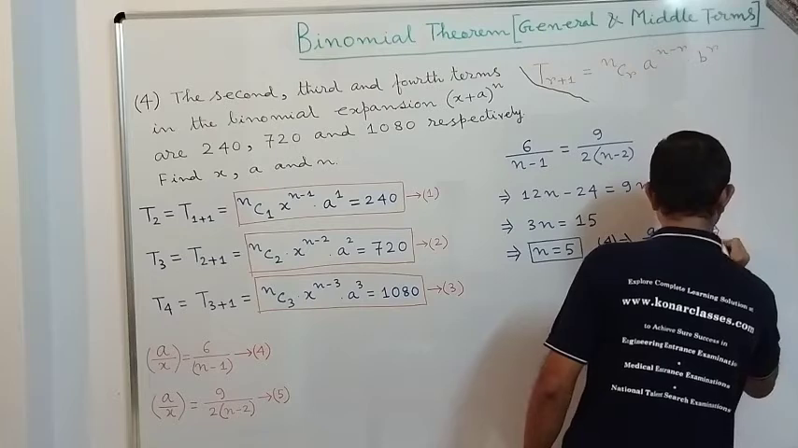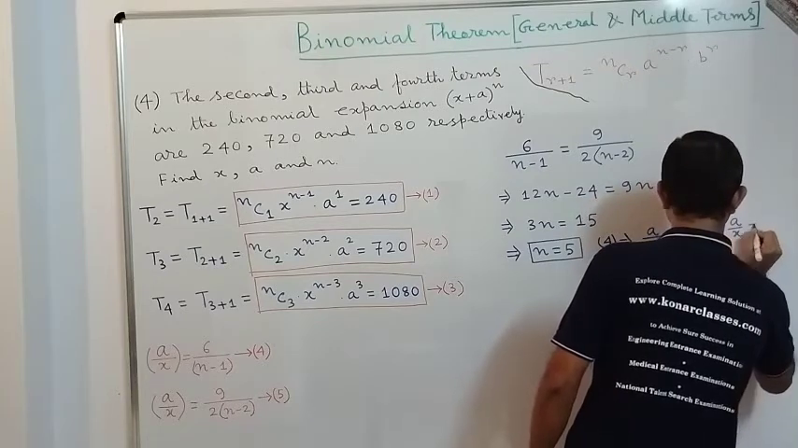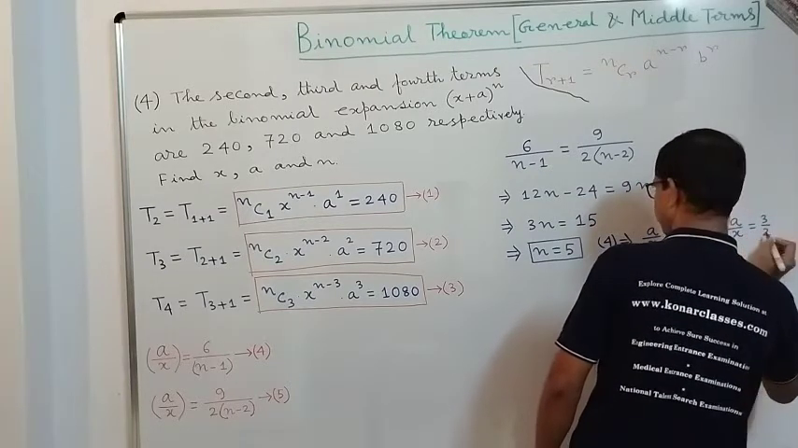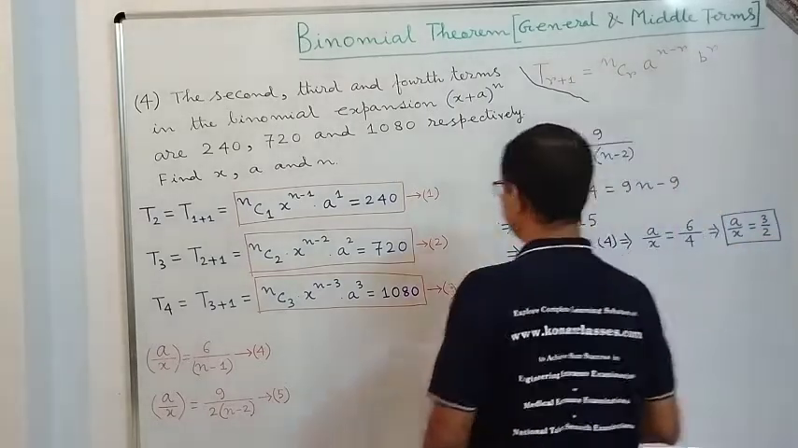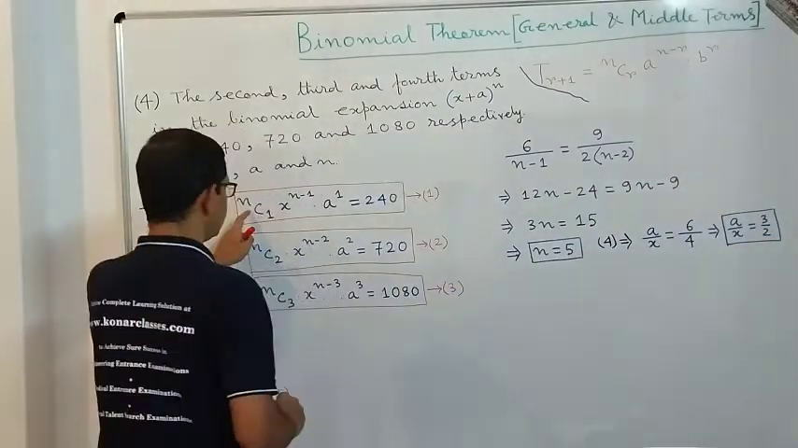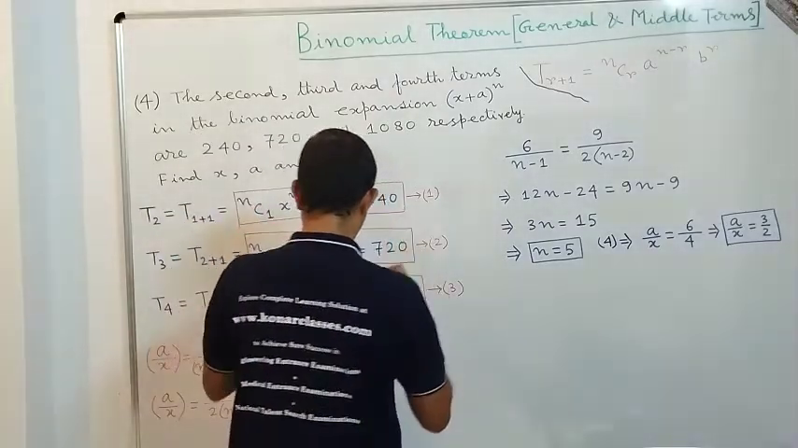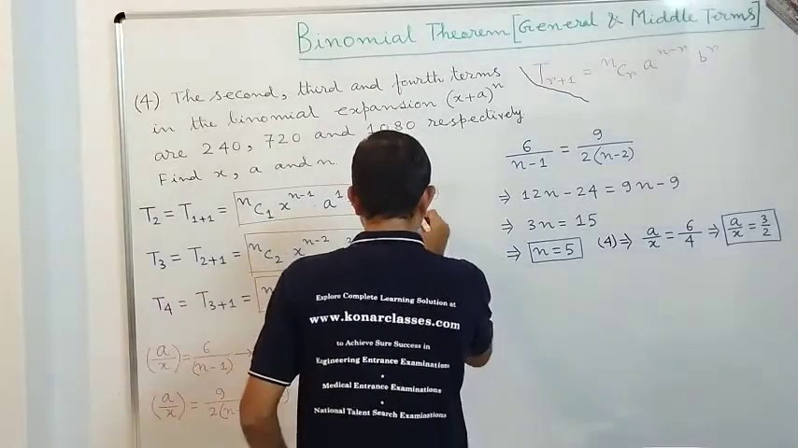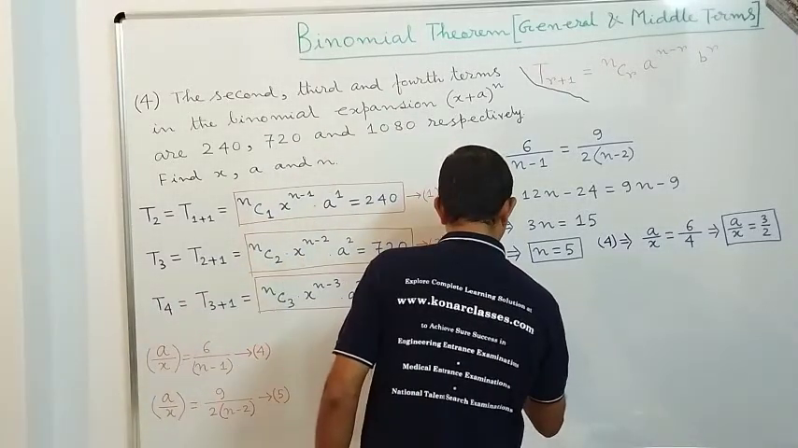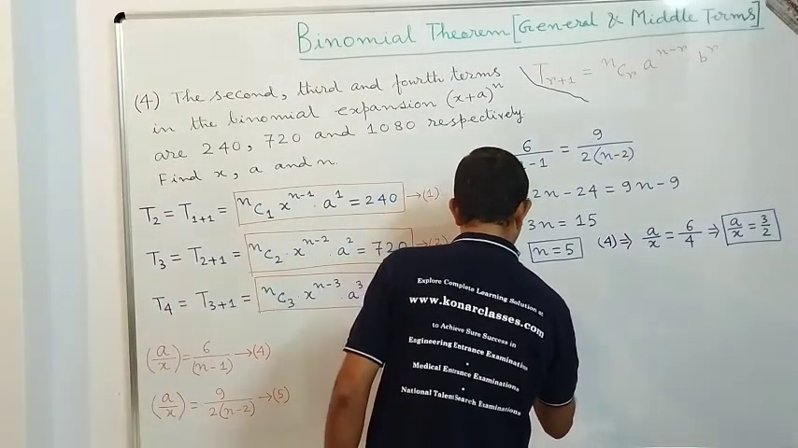That implies the value of a by x we are getting is 3 by 2. Now from here we need to find the value of a and x. Now let's look into equation 1, dear students. Let me use a different color. If we look at equation number 1, what are we going to get, dear students?